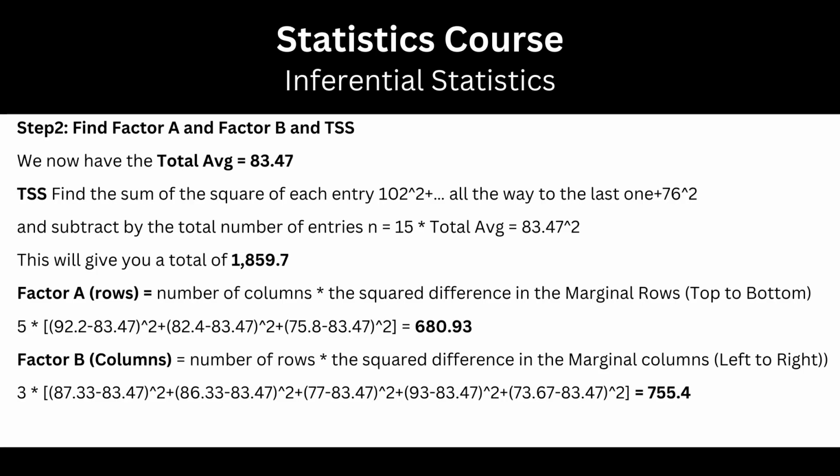Step 2. Find total sum of squares, factor A and factor B. Same as before. Total sum of squares is sum of squares minus n times the total average squared. Factor A is number of columns times the square difference in the marginal rows, top to bottom. Factor B is number of rows times the square difference in the marginal columns, left to right.